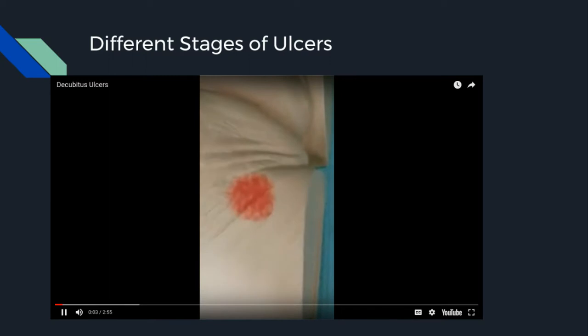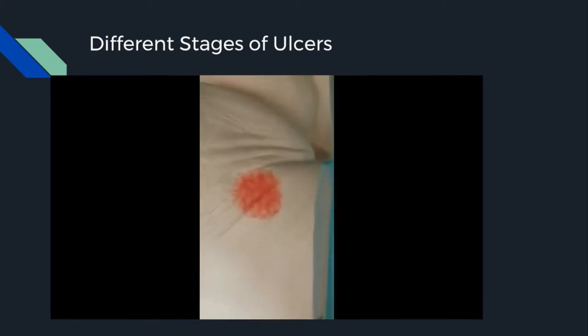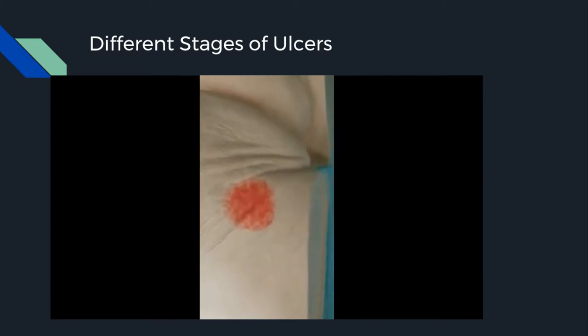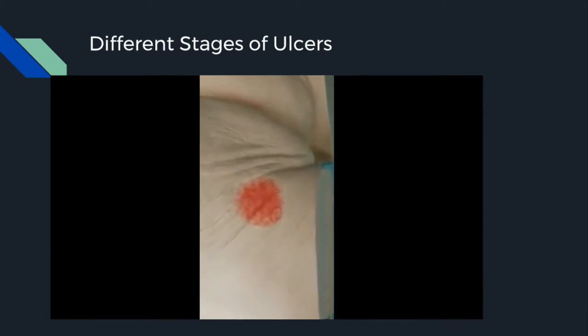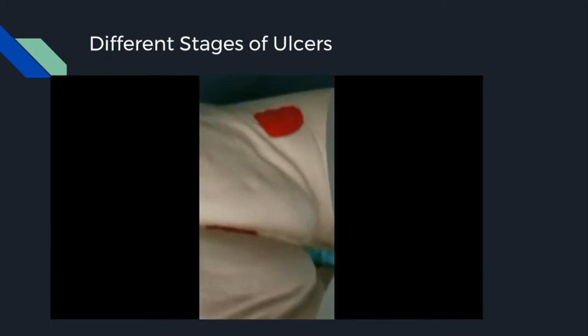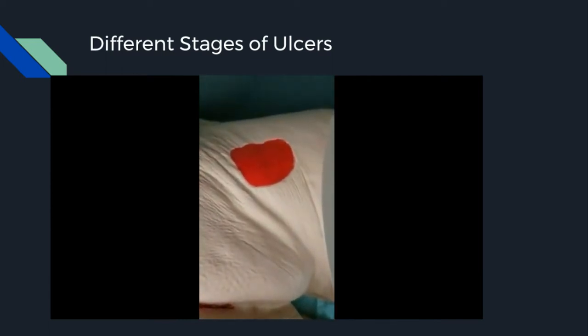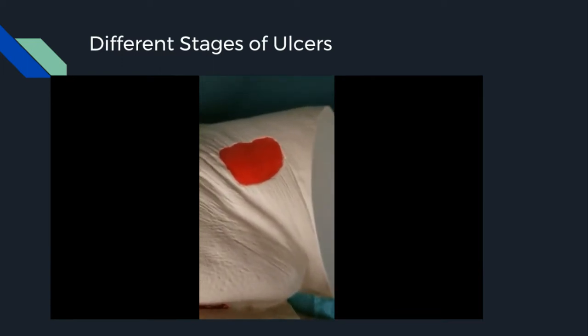Okay, today we will be discussing pressure ulcers, also known as decubitus ulcers, sometimes referred to as bed sores. This would be considered a stage 1. It's non-blanchable redness. Moving on to a stage 2 pressure ulcer.